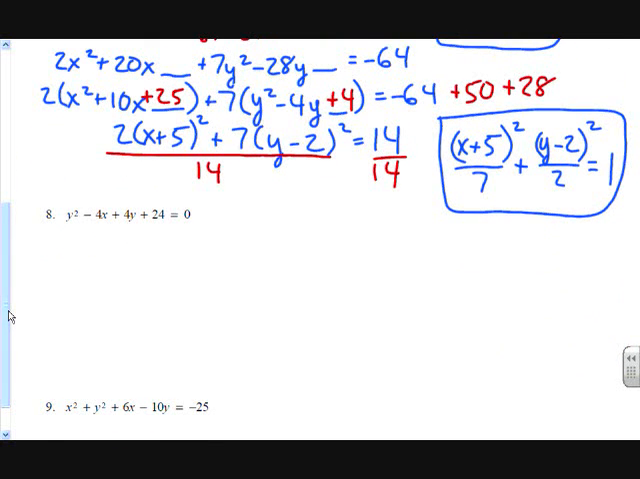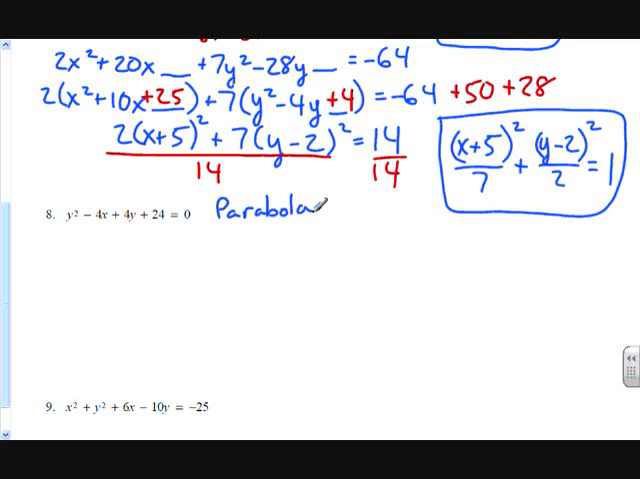For the next one, I've got y squared minus 4x plus 4y plus 24. I've got to determine what conic section this is. I see there's only one quadratic term here. Since there's only one quadratic term, it means this thing is a parabola. So I know it's a parabola. And now I've got two options for finding the vertex here. I can either put this in standard form and then do the opposite of b over 2a, or I can complete the square once. I'm going to do it each way.